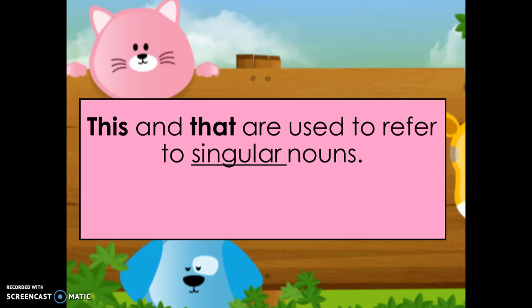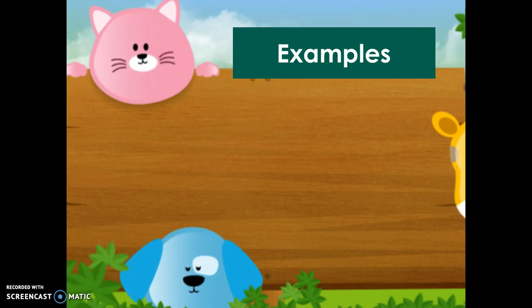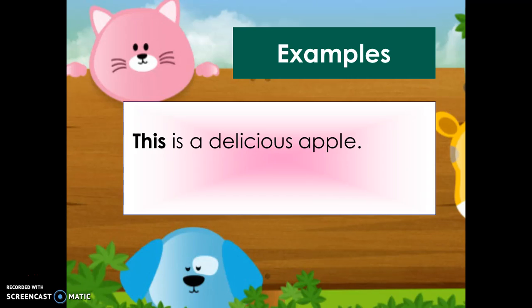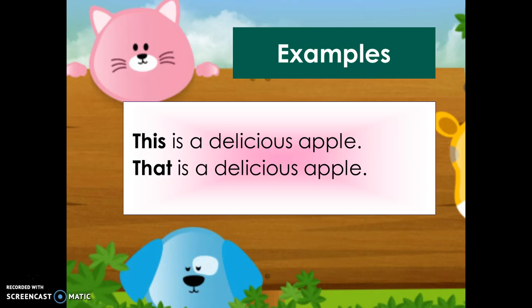This and that are used to refer to singular nouns. Examples: This is a delicious apple. That is a delicious apple.